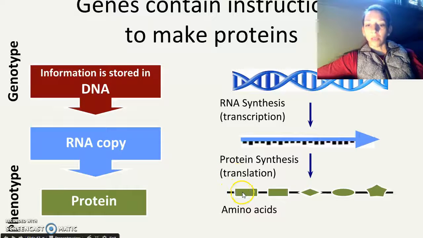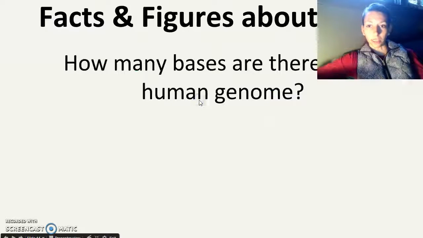But we know that proteins are made of amino acids. Those amino acids come from codons that are in our mRNA, and then that RNA is going to come from the DNA, which is in the nucleus of our eukaryotic cells.